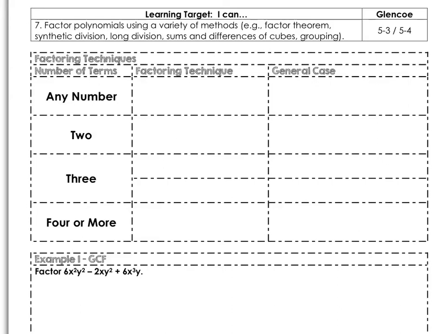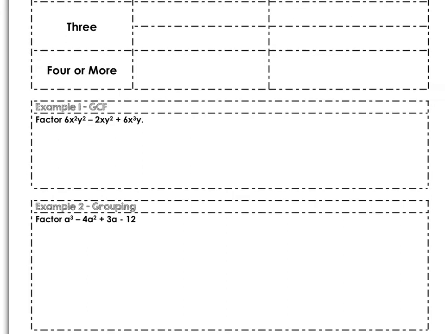This is your lesson on factoring polynomials. It follows the examples in Glencoe 5.4. Now notice that the learning target does say 5.3 is also included, and that's because it does discuss the concepts of synthetic division and long division in 5.3 specifically. So please make sure you're looking back at those notes because that is part of this learning target as well.